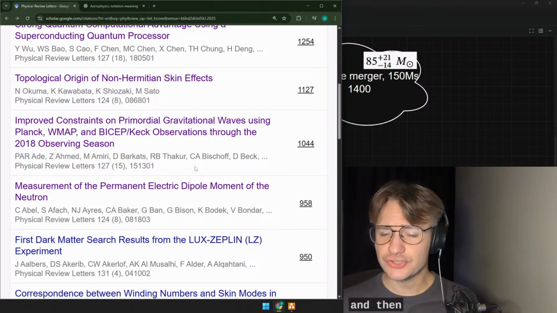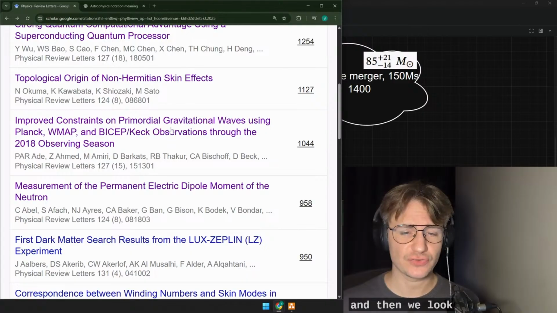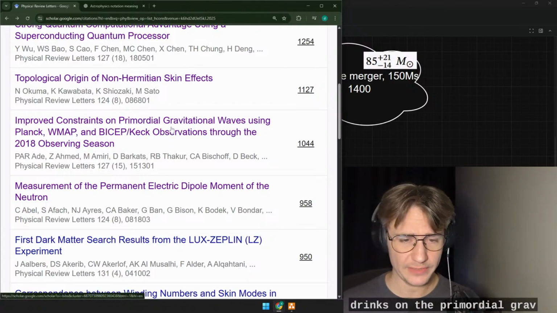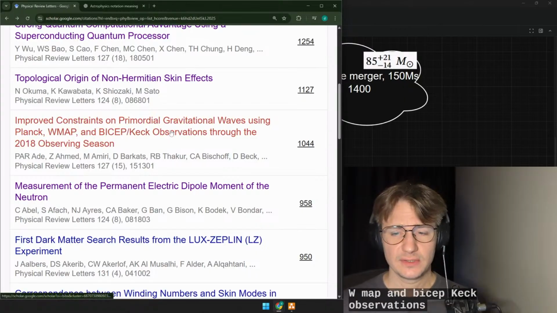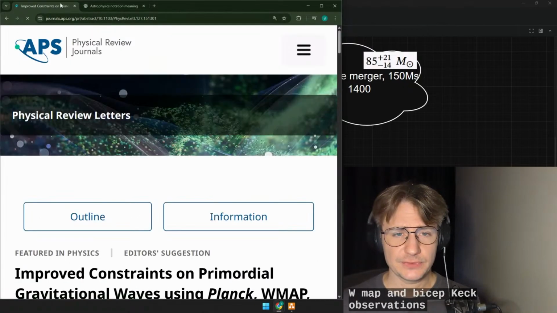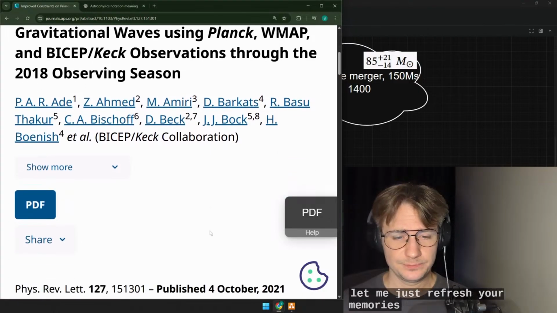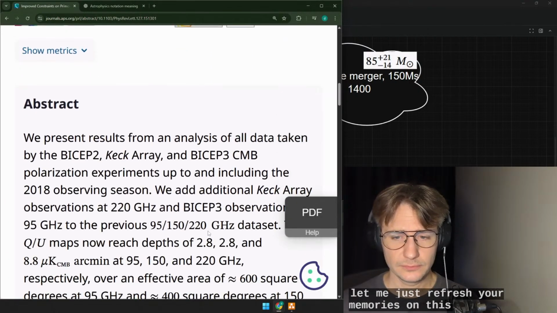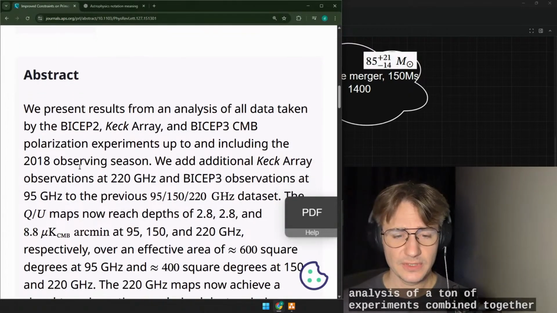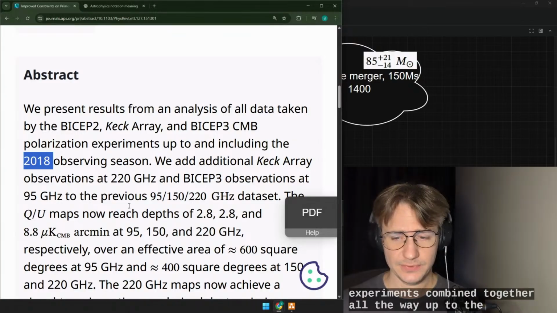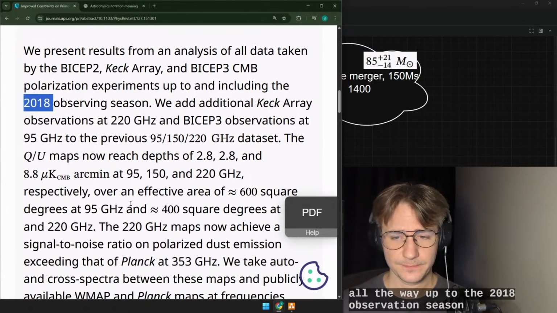And then we looked at two more papers. The improved constraints on the primordial gravitational waves using Planck, WMAP, and BICEP Keck observations. Let me just refresh our memories on this. They're representing an analysis of a ton of experiments combined together, all the way up to the 2018 observation season.